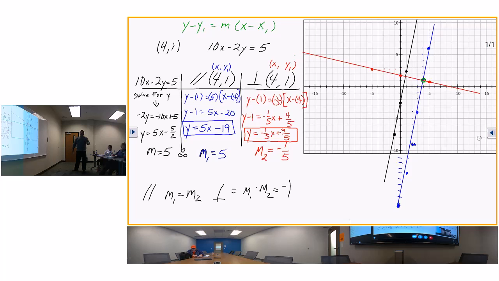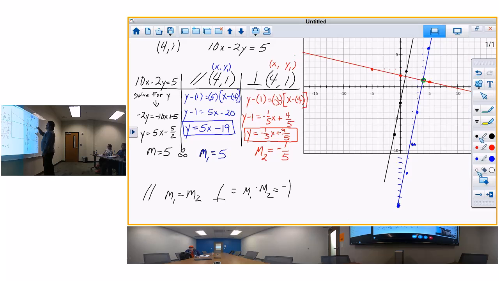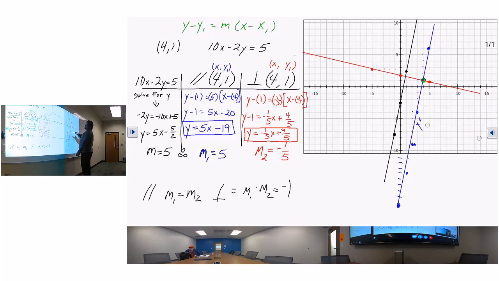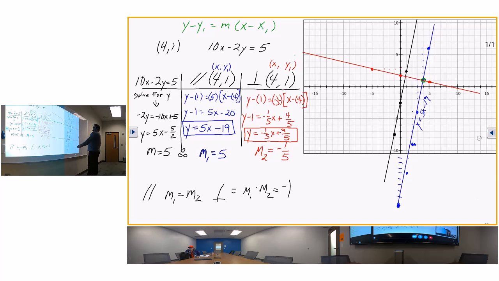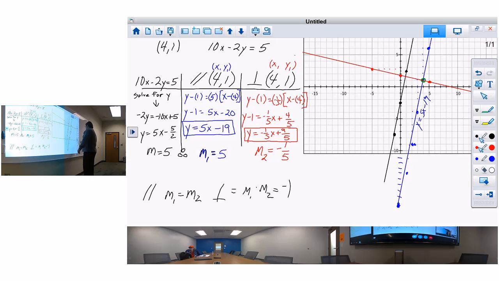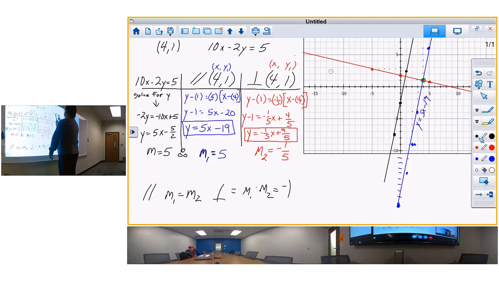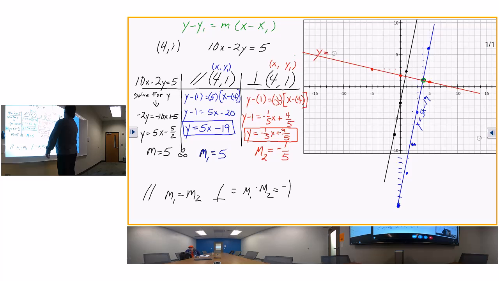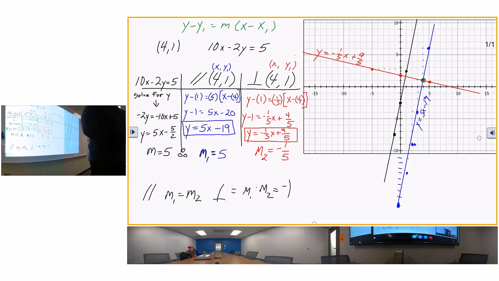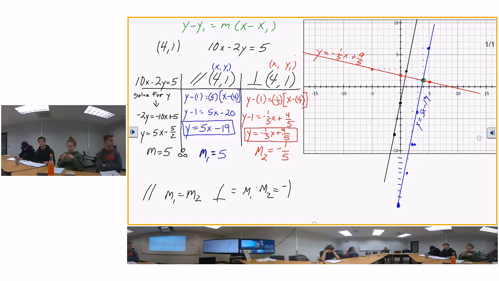Because I'm going to be honest with you, there's a lot of teachers that go through everything we went over there, and you have no idea what you just did. So you can take your handy dandy blue marker and write y is equal to 5x minus 19, because that's the equation for that line. And you can write in red y is equal to negative 1/5 x plus 9/5. And you feel good about yourself. Correct? Right.